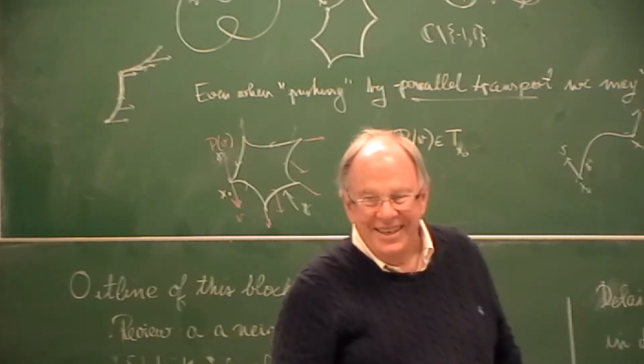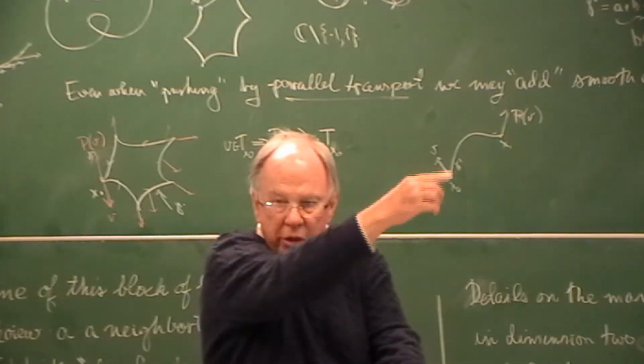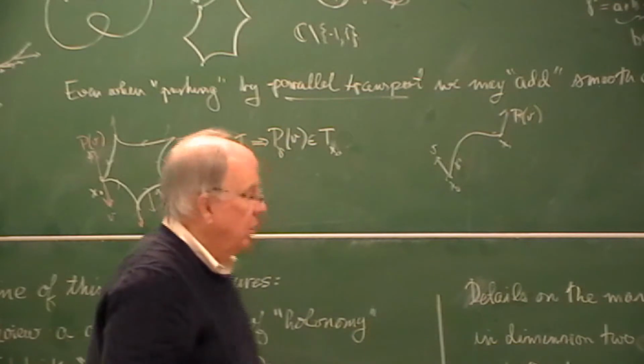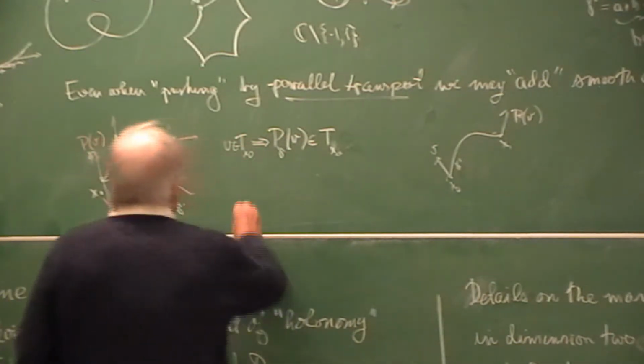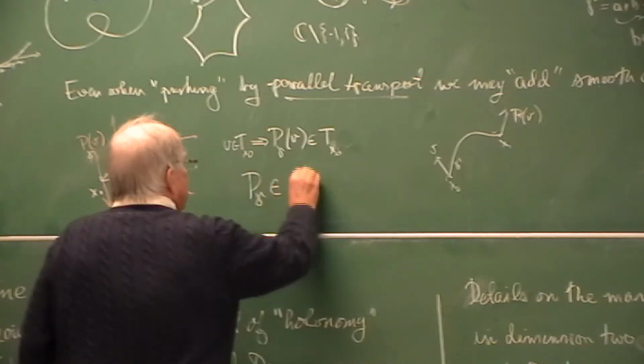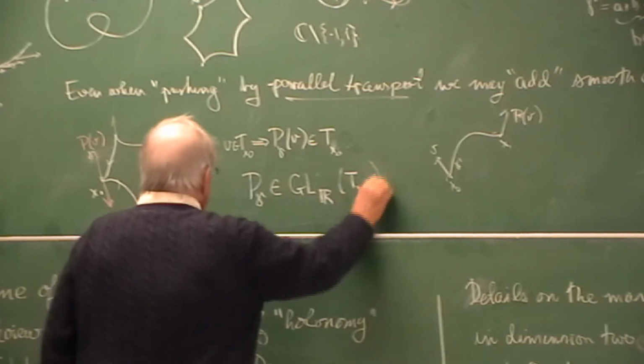Yeah, but I did it again. I went there, and then I went there, and then I went there. So I came back to the beginning. So it's a linear mapping. So this says that P gamma is in GL, let me emphasize R here, of the tangent space.